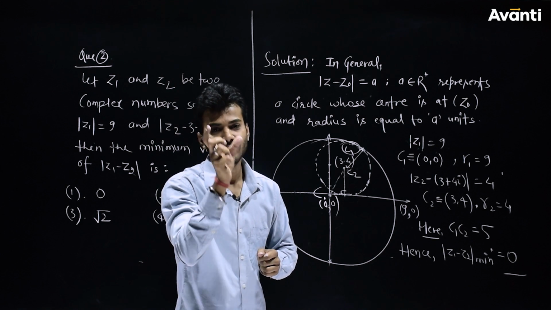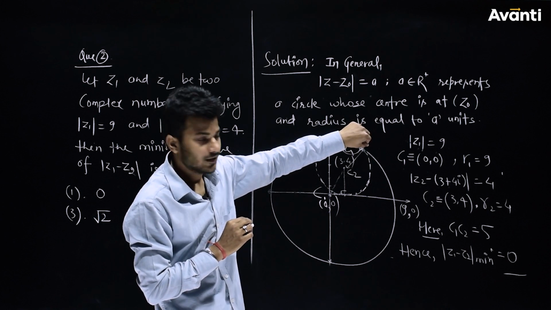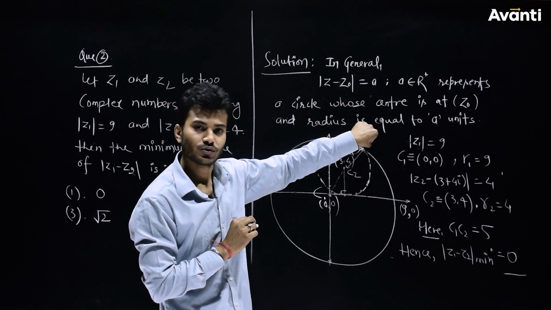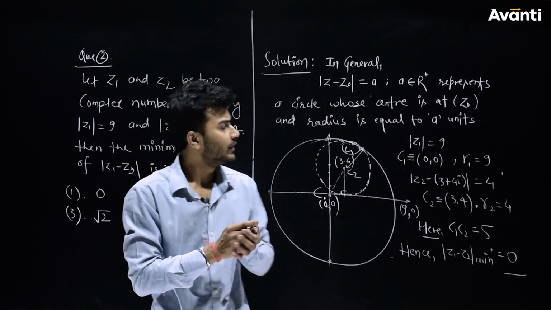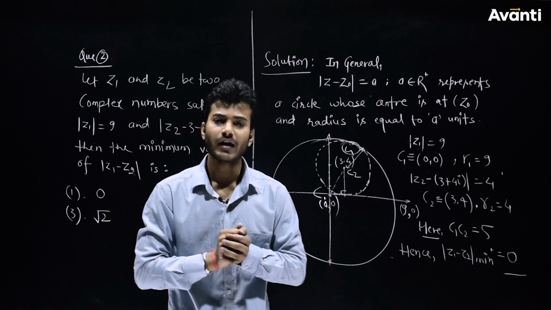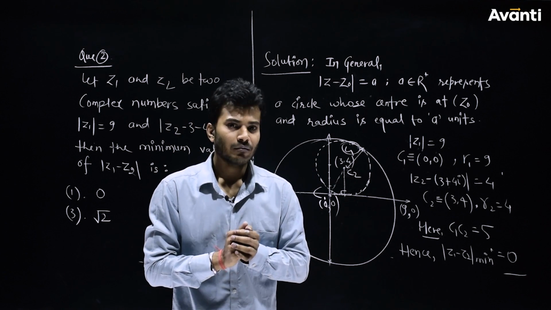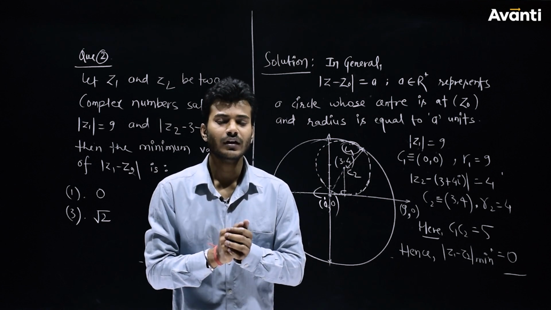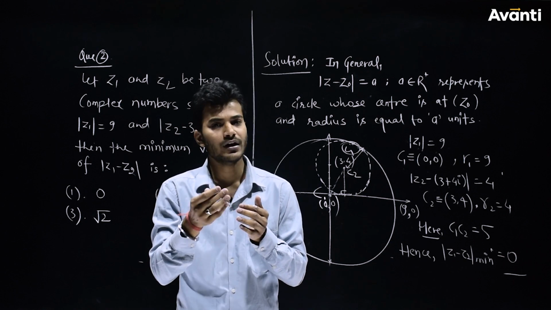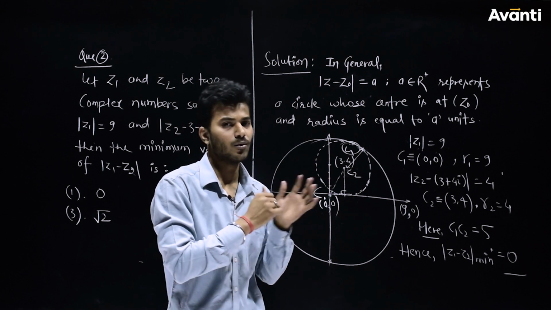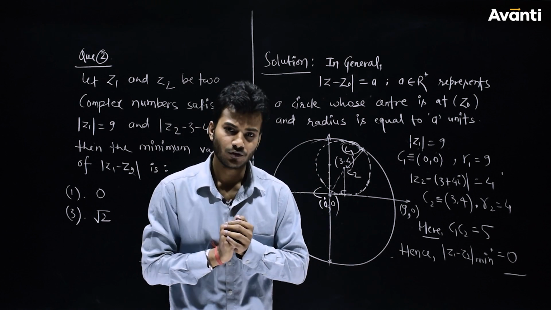Once you have plotted the geometry correctly, you can see the answer is 0. The minimum value of |Z1 − Z2| will be 0, because when you consider this point, it will give you |Z1 − Z2| = 0. This problem could be solved easily by geometry, though it can also be solved analytically. But this is really very important, my dear students, because you will get this kind of problem every year, or every alternate year, based on locus. So this is the solution for question number 2. Thank you.